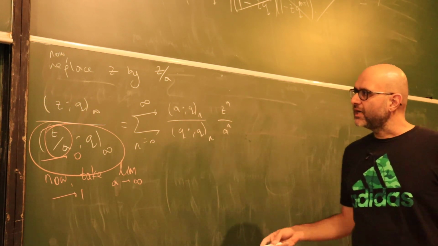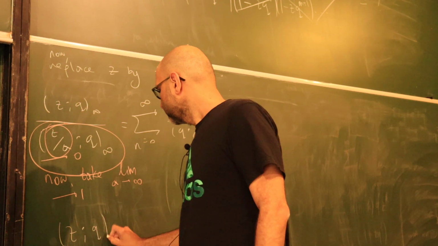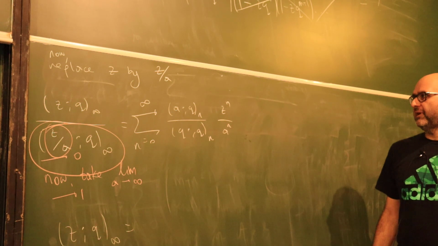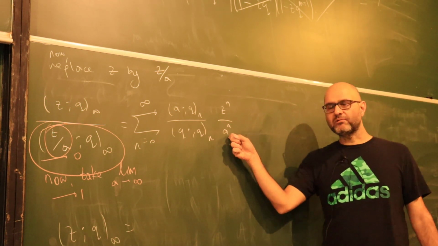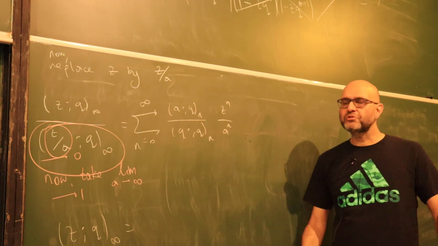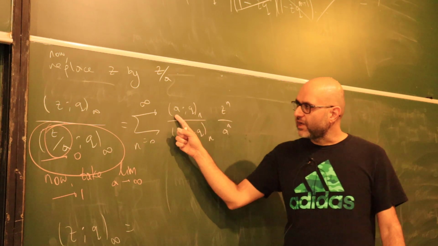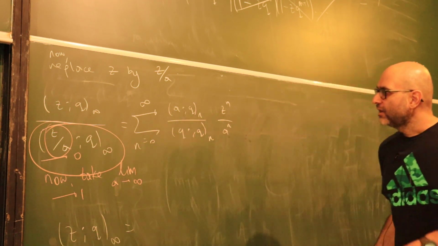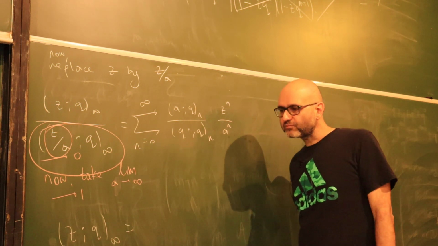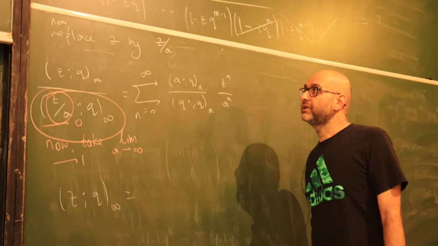On the left, we are left with (z; q)_∞. But what to do on the right? On the one hand, we have a in the denominator because this is growing without bounds. It's tempting to say that terms are approaching 0, but no. We have a's upstairs as well. So we have to examine the interplay. We have to quantify the interplay between the numerator and the denominator here.